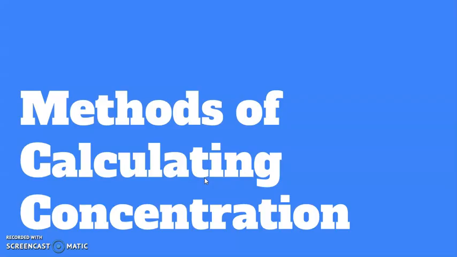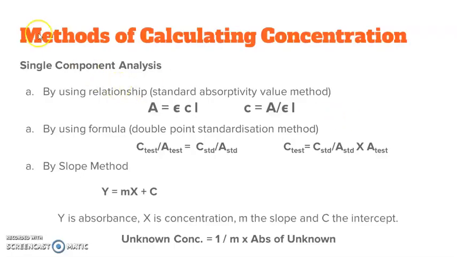So coming to the methods of calculating concentration, we have two different cases where the method of calculating the concentration will differ. The first one is single component analysis, and the second one is multi-component analysis. So what does single component analysis mean?